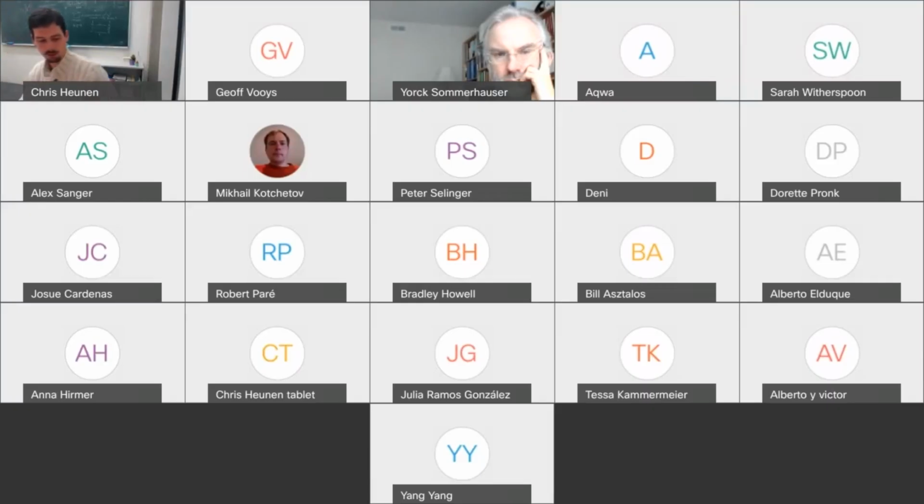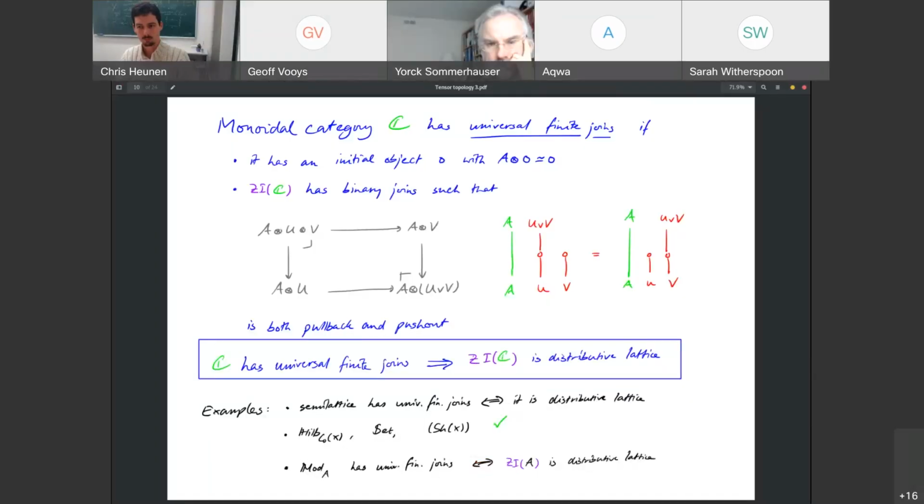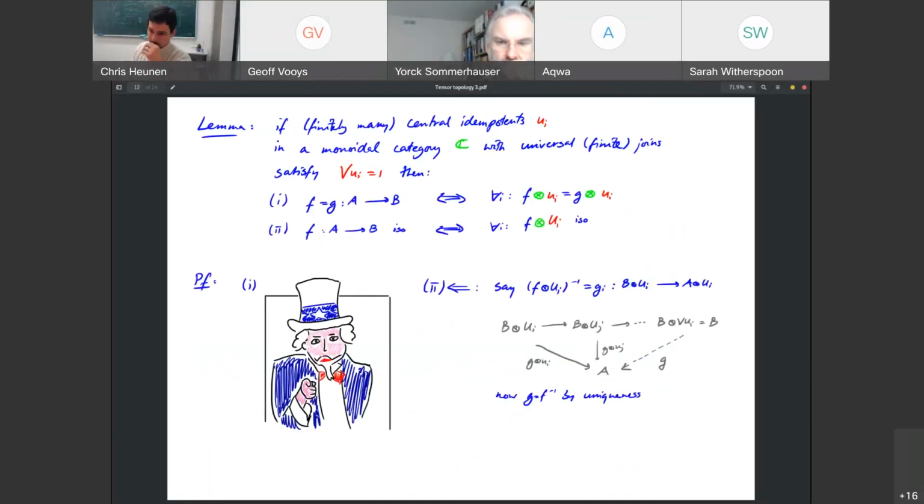Hang on, if I stop sharing here, reshare this. All right, so that's the first part of this lemma. You can check when two morphisms are equal. In general, you can check algebraic properties of morphisms by checking that they hold locally on the parts of a cover. So that's why we're interested in these kinds of universal join properties.